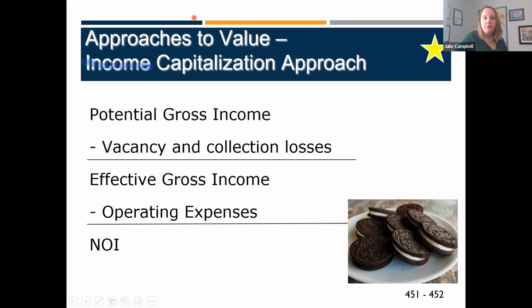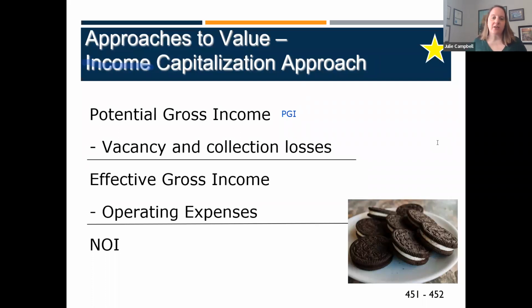So the formula starts with looking at the potential gross income, also known as the PGI. The PGI is the dream. When you have 100% occupancy 100% of the time, what's the most you can make off of this income producing property? You collect every rent from every tenant on time, every time. That's the dream.